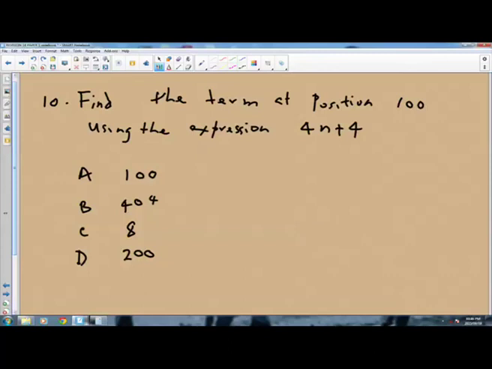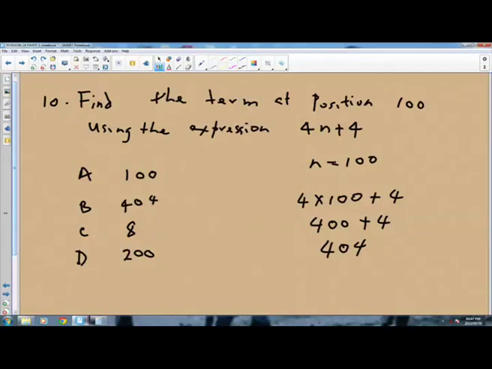We are at question number 10 of our revision. It says find the term at position 100 using the expression 4n plus 4. So here the value of n is equals to 100. And then it says what will be the term at position number 100 using the expression 4n plus 4. We will substitute for n here. We'll have 4 times 100 plus 4. And then this will be 4 times 100 is 400 plus 4. 400 plus 4 is 404. So the term at position number 100 using the expression 4n plus 4 is 404.